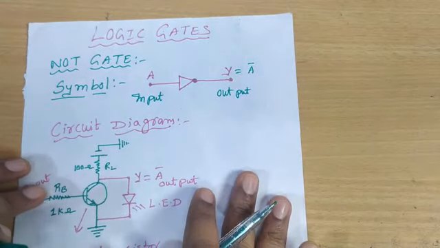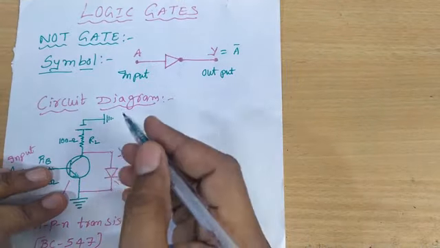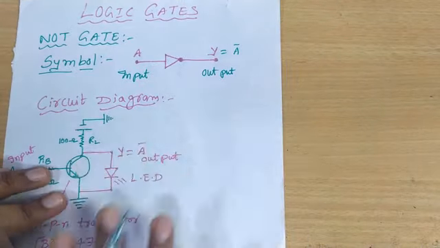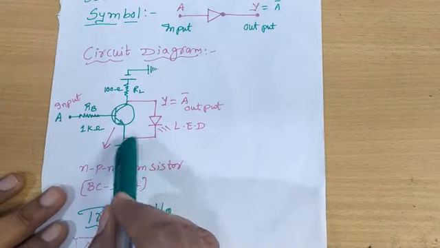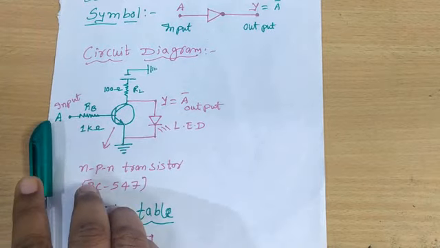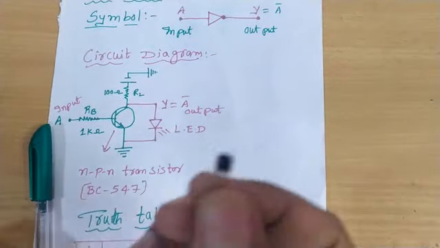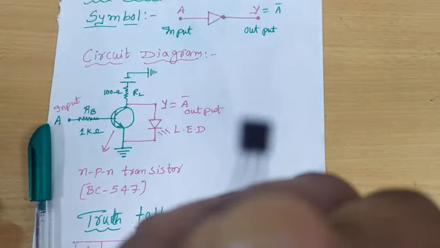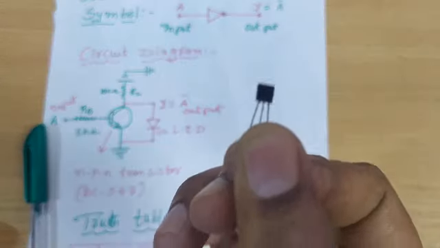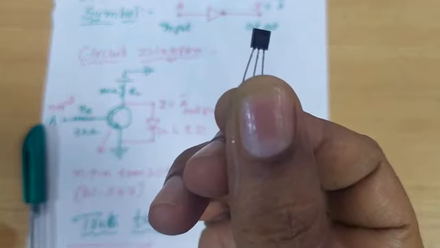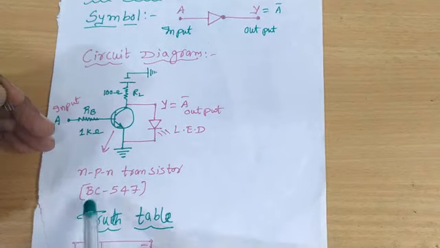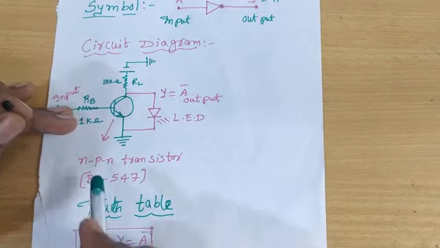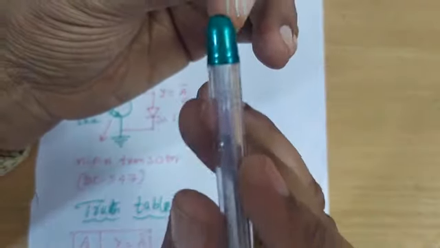So, in the circuit diagram, we are going to prove this by using a transistor. You see, this is the symbol of the transistor. You know what a transistor looks like; look carefully. This is a transistor whose number is BC547. It consists of three legs.